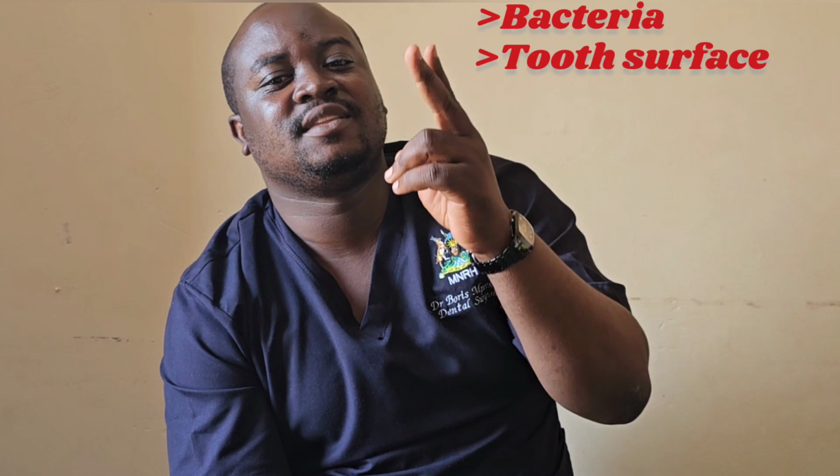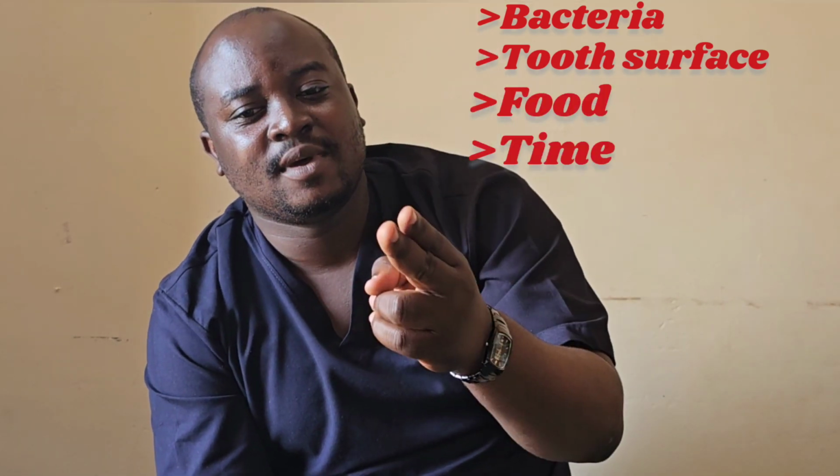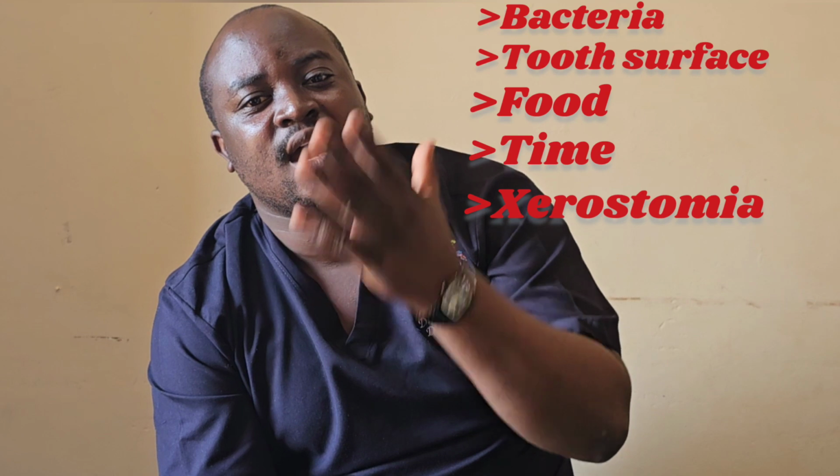I'm saying yes, we can prevent tooth decay because of these factors. Number 1, bacteria. Number 2, tooth surface. Number 3, food. Number 4, time. The last one, xerostomia. It can be controlled because we can control time. We may not remove normal bacteria or normal flora in the mouth. We cannot remove tooth surfaces in the mouth. We cannot stop taking food, like carbohydrates, because they are good for our body. But we can control time.